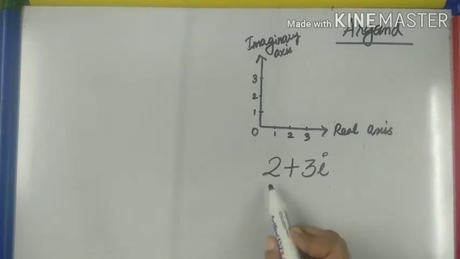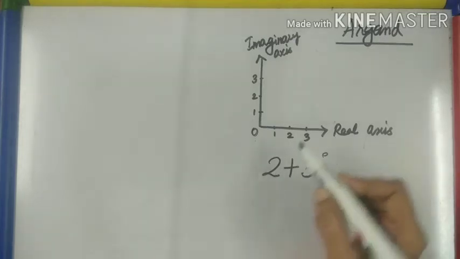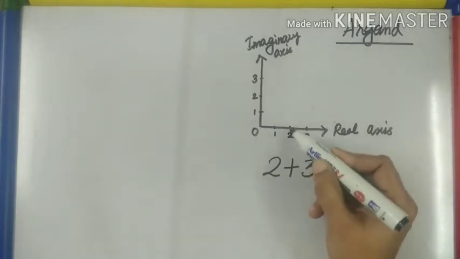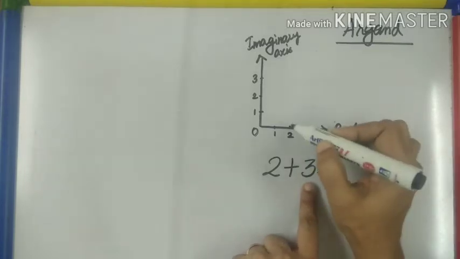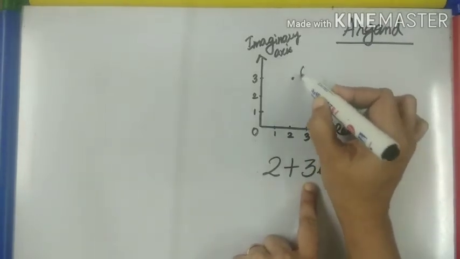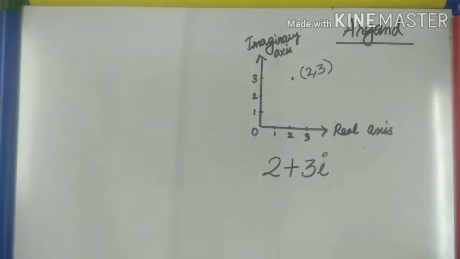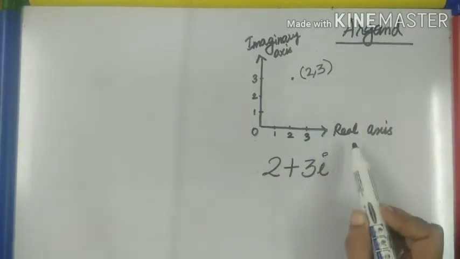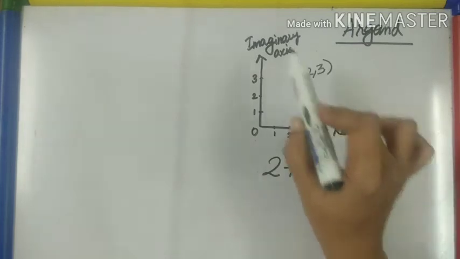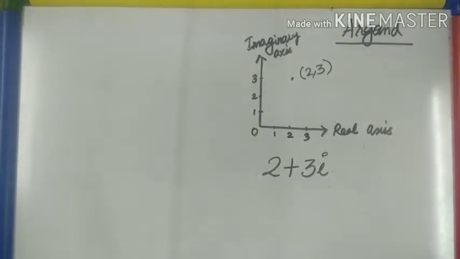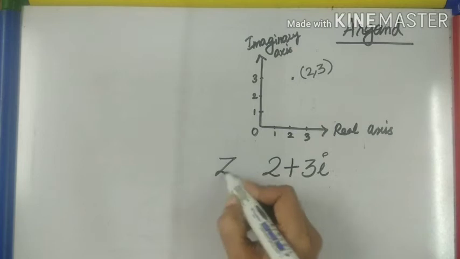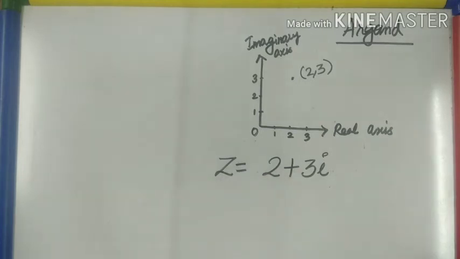Instead, in an Argand diagram, the x-axis I call real axis and the y-axis I term as imaginary axis. So when I say a number 2 plus 3i, where can I mark it? 2, so mark it in the real axis. 3i, so it will be here. So it is somewhat like our 2, 3. But here 2 is the real part and 3 is the imaginary part. Now let me call this as z.